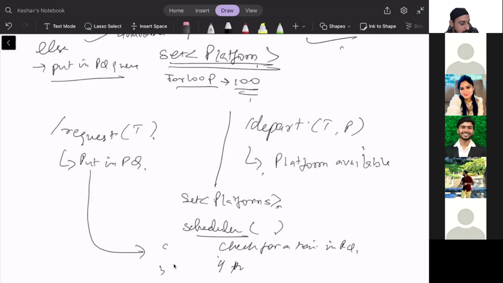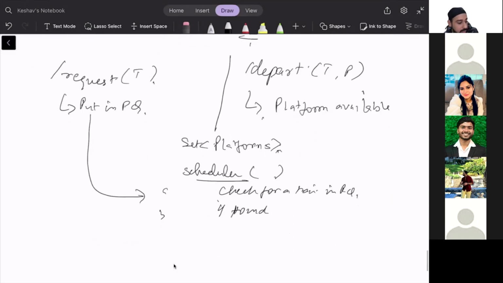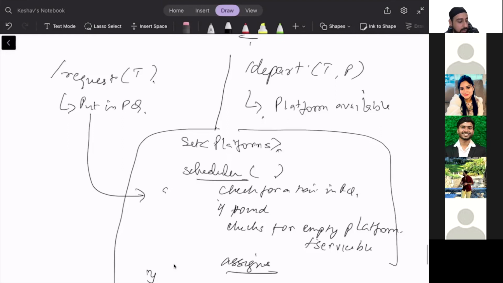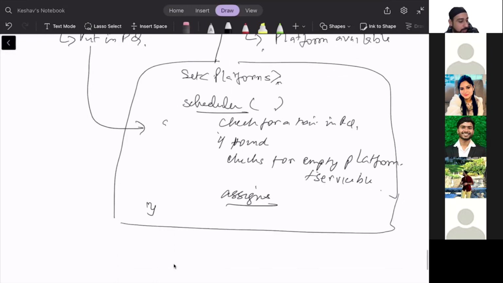If found, it checks for an empty plus serviceable platform and assigns it. If you do it this way, you are actually doing it in a single threaded manner, and this will solve your problem of any race condition.